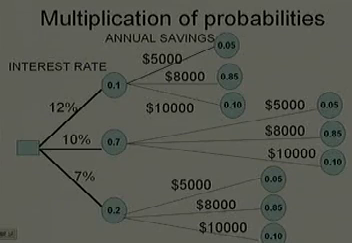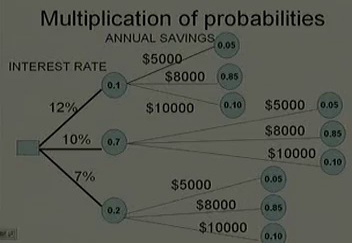So what I have done in this particular problem is, I have assumed a scenario in which the interest rate can vary from 7% to 12%, not in a continuous manner but in discrete fashion. In one case, I am assuming that the interest rate could be 7%. In another case, I am assuming that the interest rate could be 10%. And finally, in the third case, I am assuming that the interest rate could be 12%.